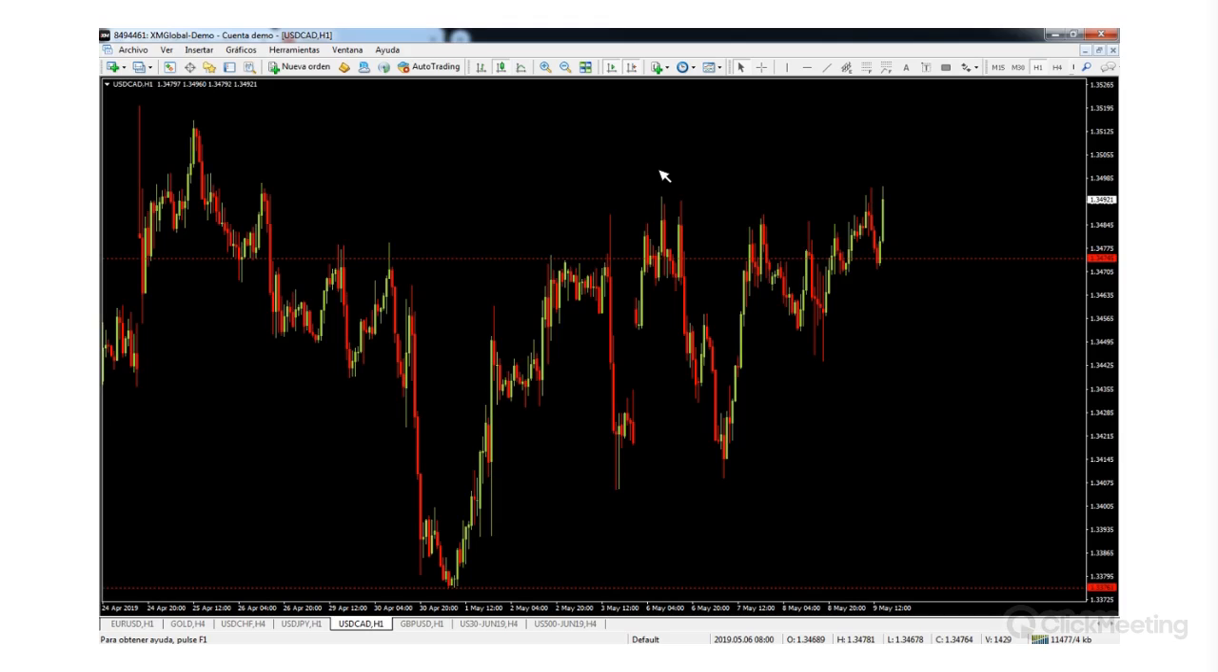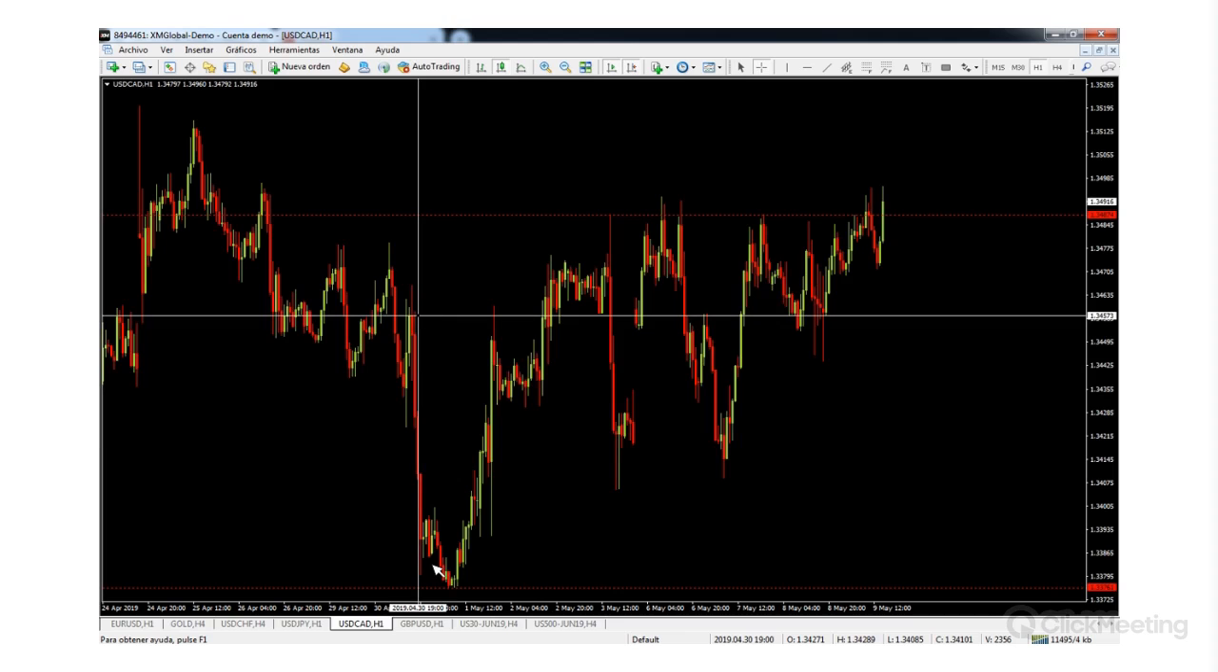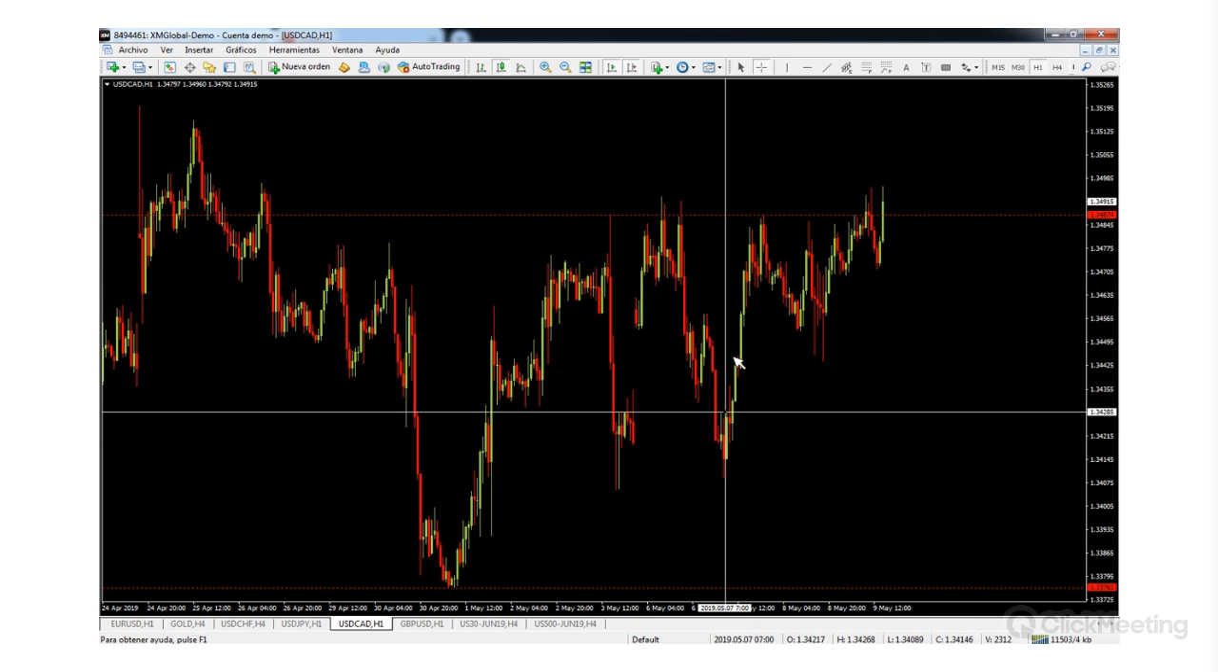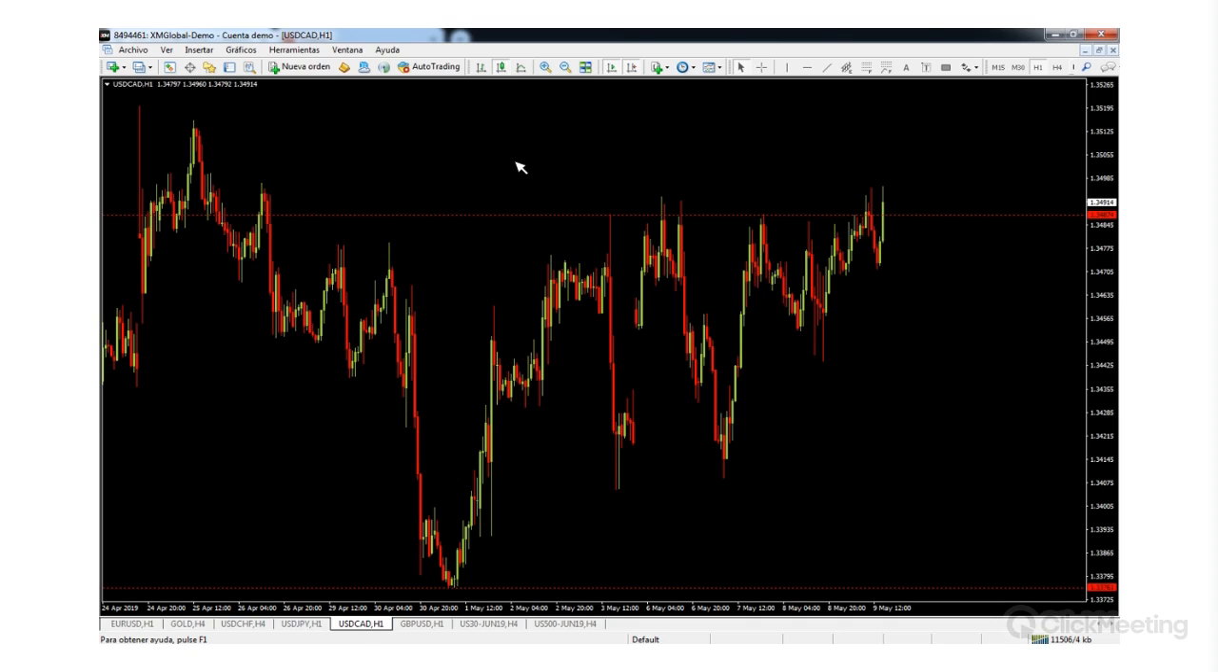Now, the US dollar Canadian dollar, just look at this chart. Do you find this chart attractive or what? No, this chart is not attractive at all. This is the 1 hour chart, guys. Yes, we have had some big moves to the downside, but if you look at the size of the move, it's just 80 pips. This move to the upside is just 54 pips. To me, this is untradeable.